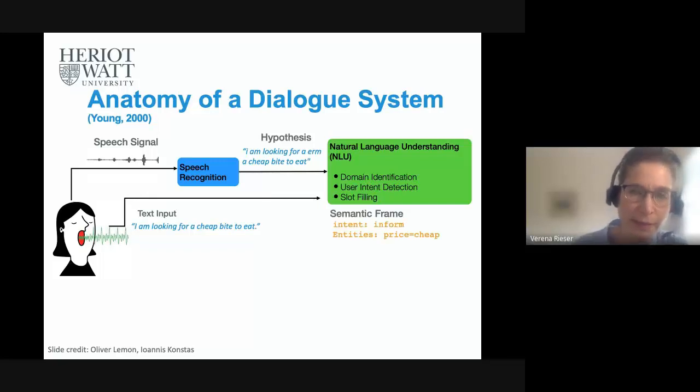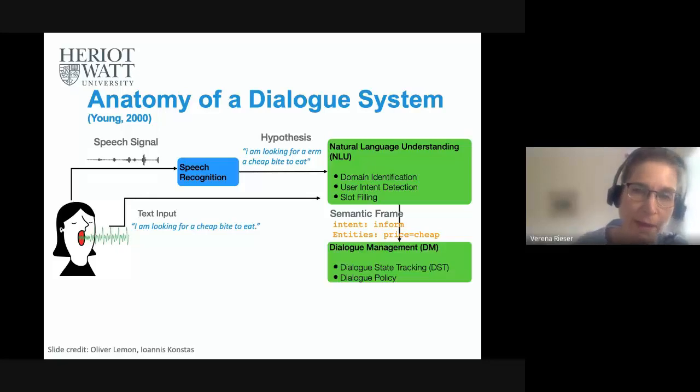So then the output of NLU is a semantic frame, so some sort of description of what the user said. In this case, it's an intent and entities as part of that intent, which we also refer to as a dialogue act. And that then gets fed into the dialogue manager. So it's sort of like the brain of a system which decides what to do next.